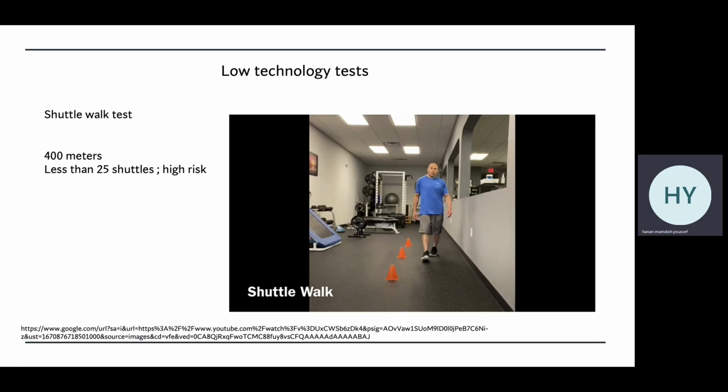Then you assess whether the post-operative value is less than 40%. If so, we need to do a more technical test to assess whether this is a true representation of his lung function. One of the tests is the shuttle walk test, or incremental shuttle walk test, where you ask the patient to move around through the shuttles, which are some distance apart, and usually a patient should be able to do 25 shuttles. If he does less, it is considered high risk.